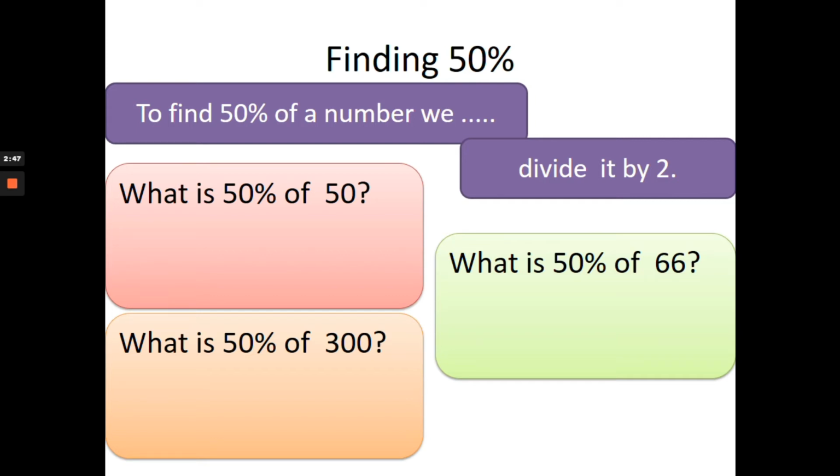Can you try the other 2 questions? So pause the screen to try the other 2 questions. Okay, we'll go through those ones. What is 50% of 300? So you halve 300, that becomes 150. What is 50% of 66? That becomes 33. So well done, give yourself a tick if you got them right.